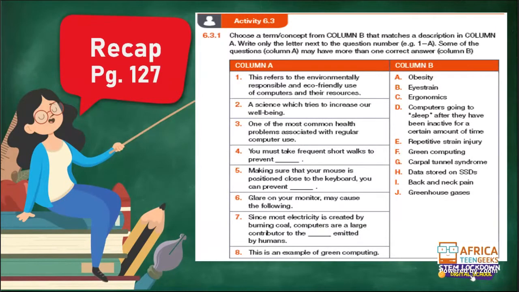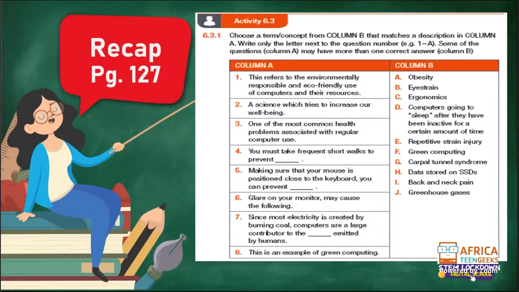That's good. Right. Then number 3: one of the most common health problems associated with regular computer usage. Right? What do we have? E, which is repetitive strain injury. Anyone who supports? And then there is someone who says strain. Let's go back to the question again. One of the most common health problems associated with regular computer usage. So this one definitely is repetitive strain injury, right?